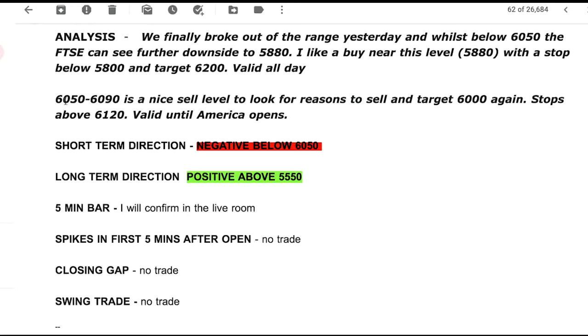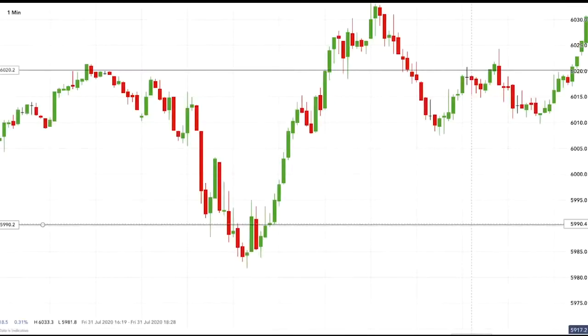So actually the market hit 6049 on Friday, so just missed that sell area, a little bit unlucky. But we're basically saying that below 6050, the market is likely to move down to 5880. And actually this level I like as a buy. So before the market even opens, we know where we're looking to sell and we know where we're looking to buy. So let's just have a look at the price action on Friday.